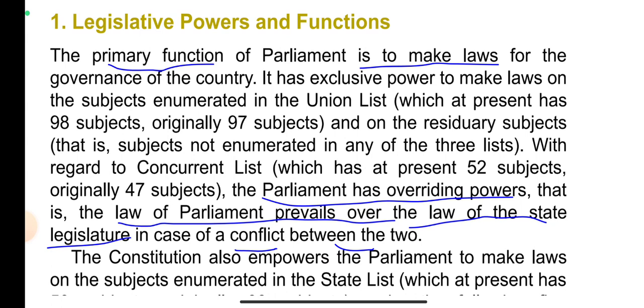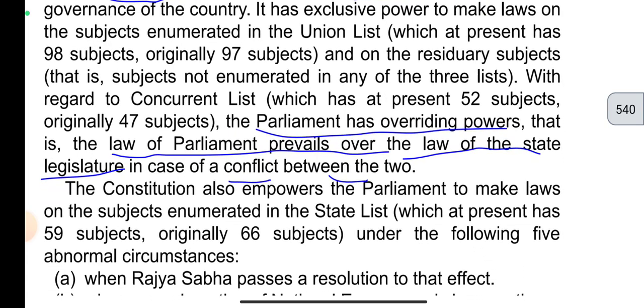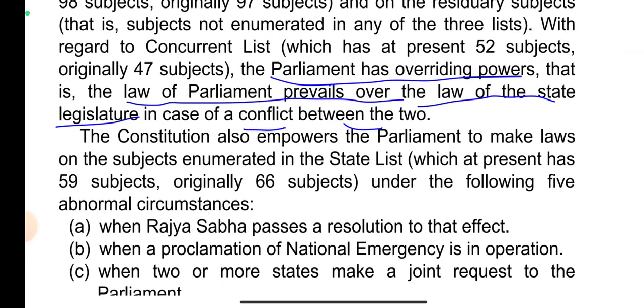The primary function of Parliament is to make laws for the governance of the country. It has exclusive power to make laws on the subjects enumerated in the Union list, which at present has 98 subjects, originally 97 subjects, and on the residuary subjects, that is, subjects not enumerated in any of the three lists. With regard to the concurrent list, which has at present 52 subjects, originally 42 subjects, the Parliament has overriding powers, that is, the law of Parliament prevails over the law of the state legislature in case of conflict between the two.